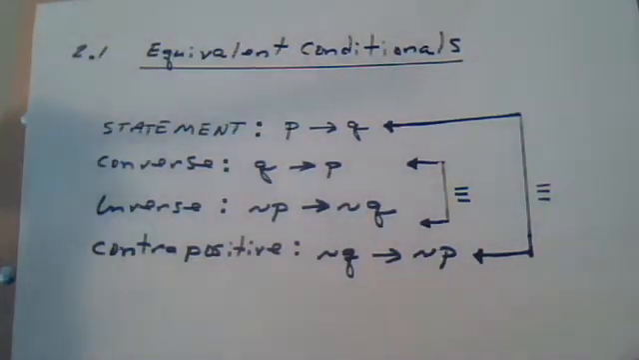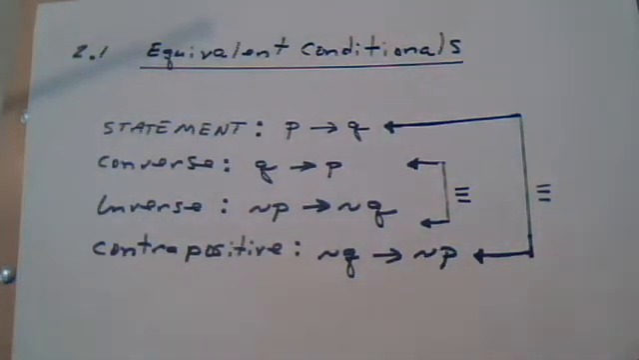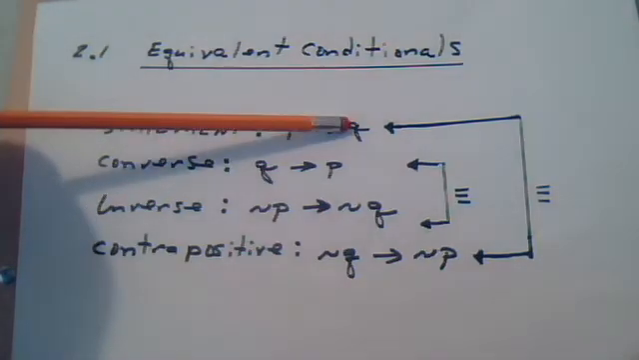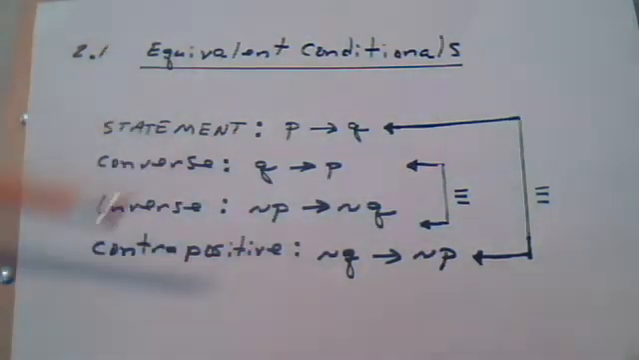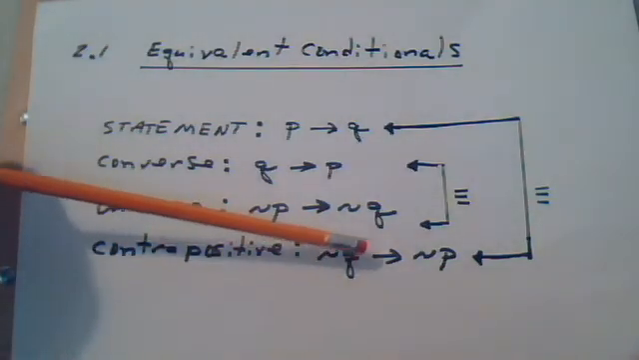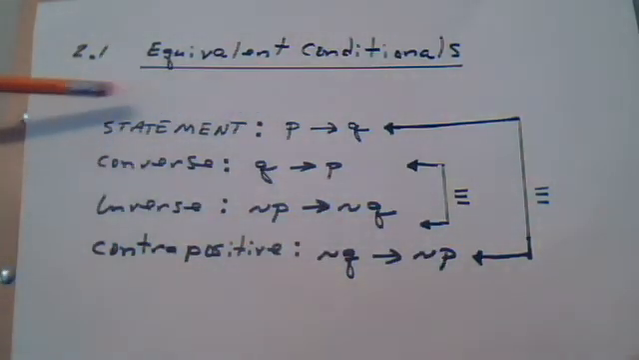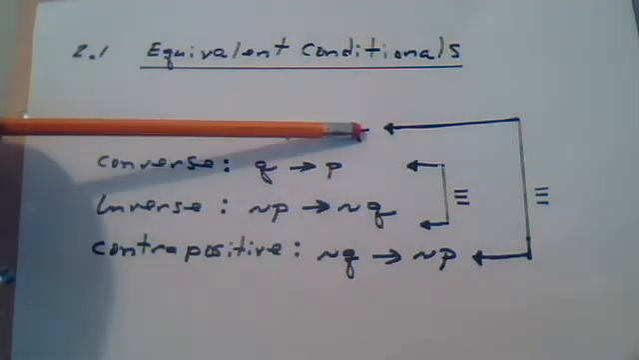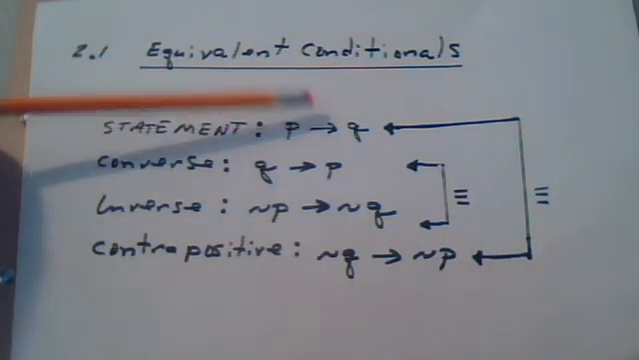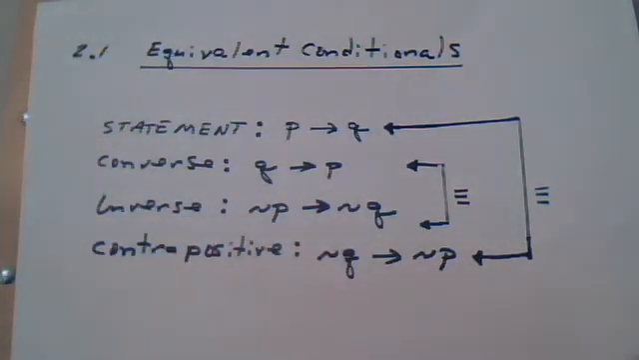There's also a relationship between these statements. The statement, if P then Q, is equivalent to the contrapositive. If not Q, then not P. So if you say this, whatever value this has, and when we say value, we mean true or false. If this statement is true, this will be true. If the statement is false, the contrapositive will be false.